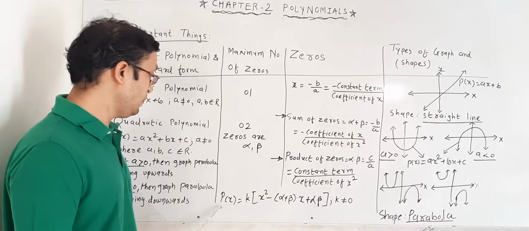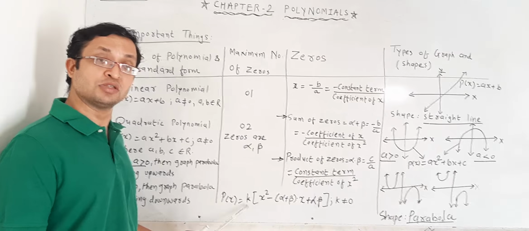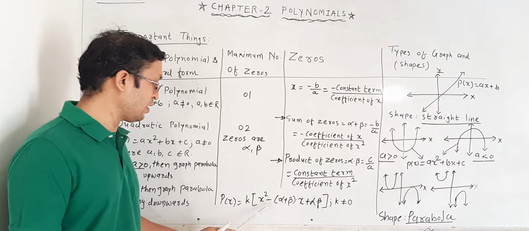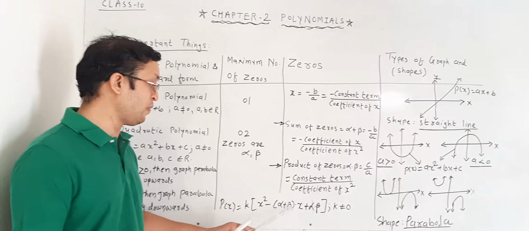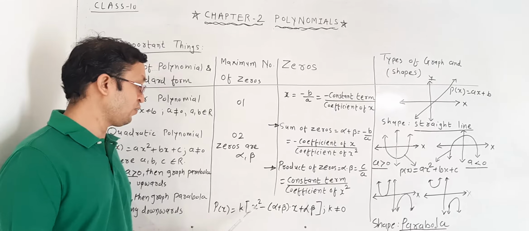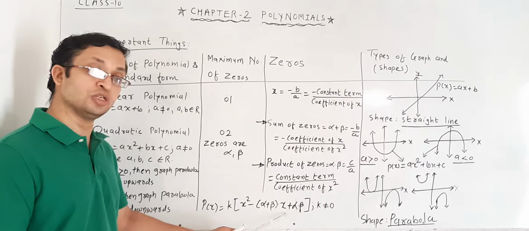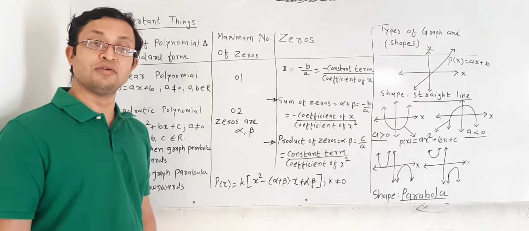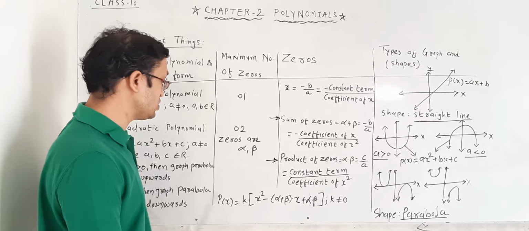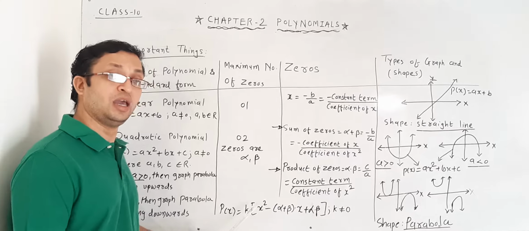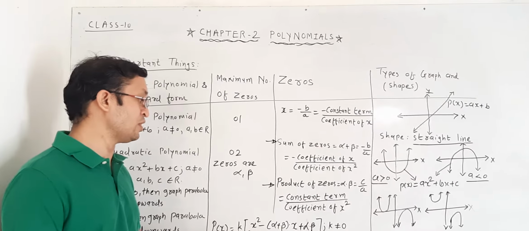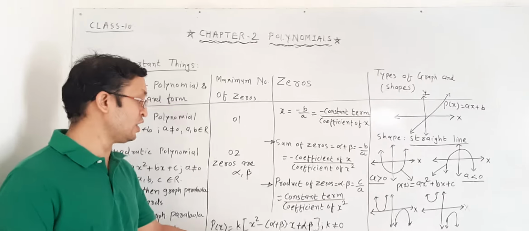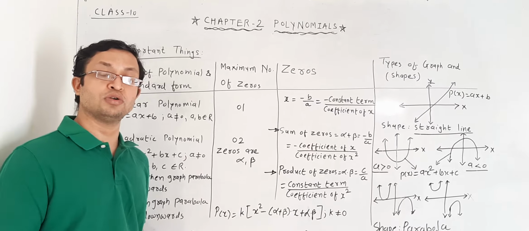Remember this one. p of x is equal to k, where k is some constant, times x square minus alpha plus beta into x. Therefore, x square minus the sum of zeros into x plus the product of zeros, alpha into beta, but k is not equal to 0. Remember this one, p of x equals k times x square minus alpha plus beta into x plus alpha beta, where k is not equal to 0.